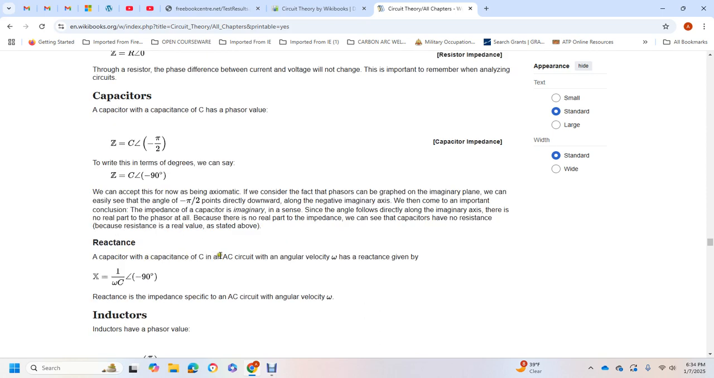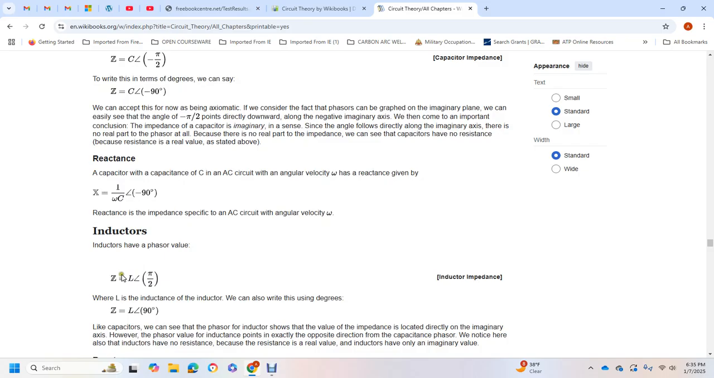The reactance of the capacitance in an AC circuit with angular velocity omega: the reactance is equal to 1 over omega times the capacitance, with a phase angle of -90 degrees. Reactance is the impedance of the capacitor in an AC circuit with angular velocity omega.